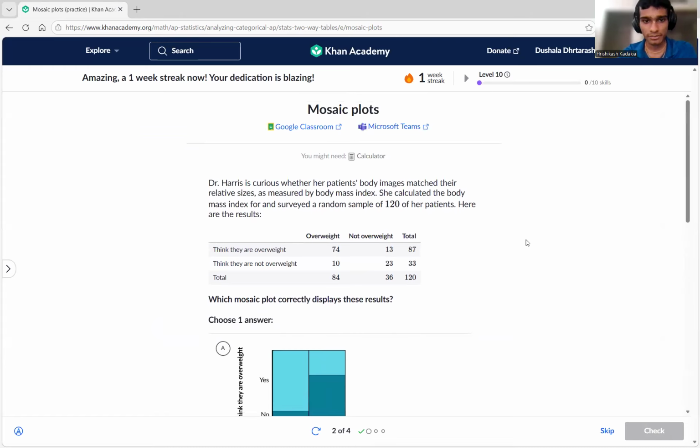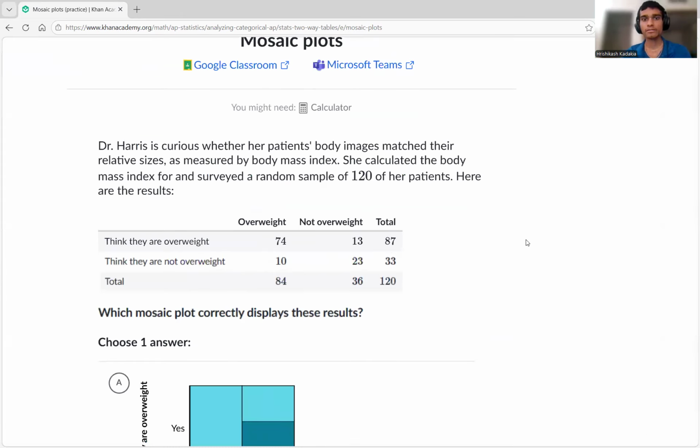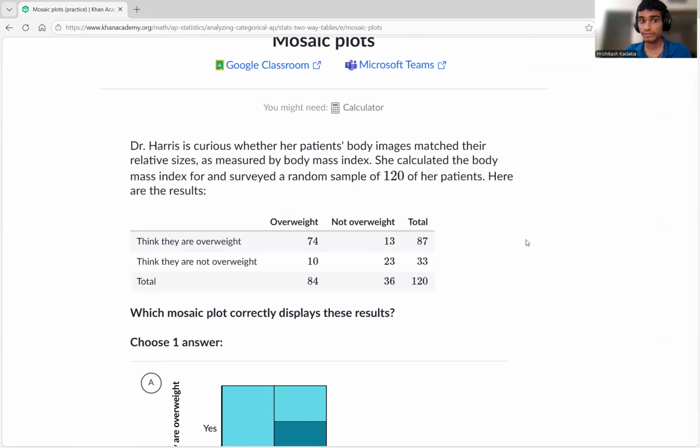Now coming to this one. Dr. Harris is curious about whether her patients' body images match their relative sizes, as measured by body mass index. Body mass index is just a numerical value based on a person's height and weight, used as a screening tool.